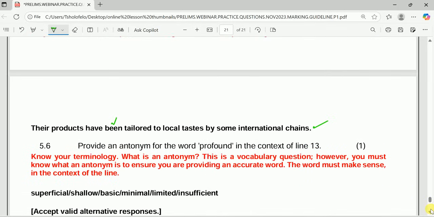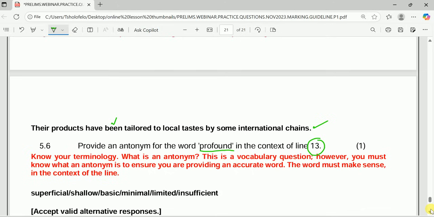Now provide an antonym for the word "profound" in the context of line 13. Context is important. You must know your terminology. What is an antonym? Remember, synonyms are words that mean the same but are written differently. Antonyms are words that mean the opposite of one another.